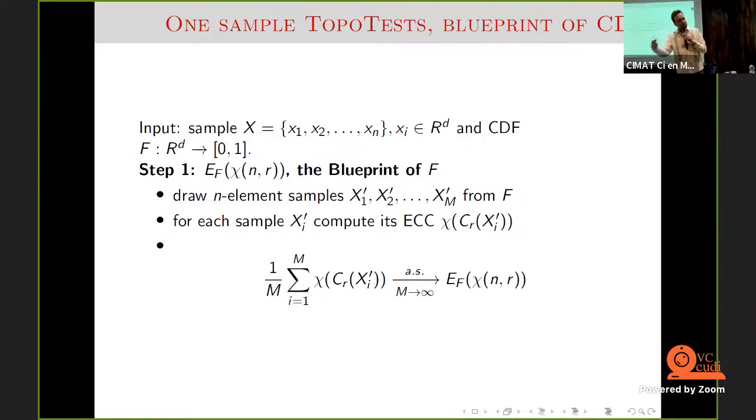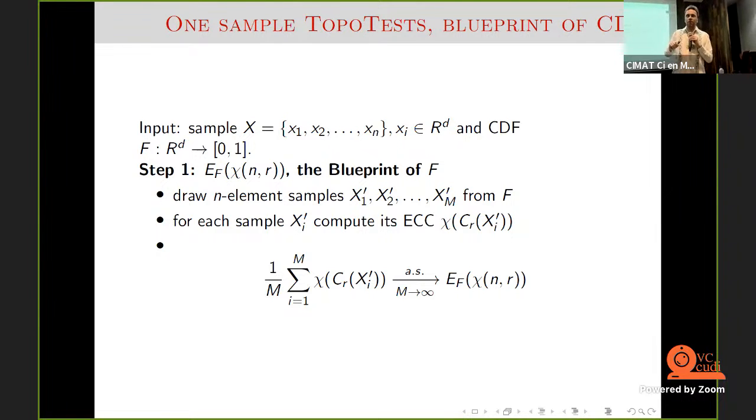We are building it essentially in a Monte Carlo way. So we are drawing a number of samples of size n, the same size as our sample in question, from the distribution. For each of the samples, we are computing Betti characteristic curves. So we need to take a favorite way of turning point clouds into a simplicial complex, a filtered simplicial complex, and then we compute Betti characteristic curves for each of the samples, and we take an average of those curves. That's our blueprint. This is how we expect points sampled from this density to behave.